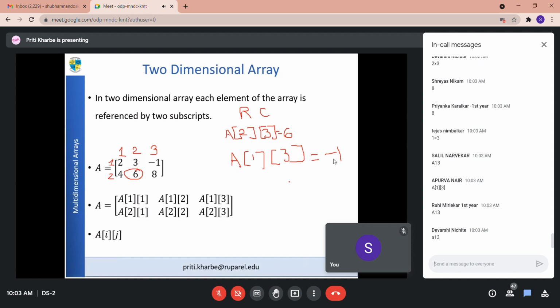Or yes, you can also write like this: small letter A with subscript 1 3. She has given the right answer. So in general, we write Aij, or small letter A with suffix ij. Both mean the same thing.